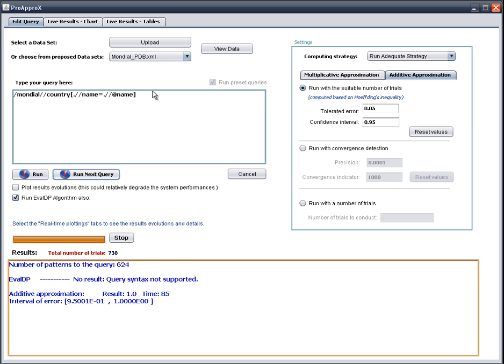Finally, we test the query with a join predicate that looks for countries having a descendant element name equal to a descendant attribute node name. This kind of query is not supported by the FLTP algorithm, but ProApproX deals with it. And additive approximation seems to be here the best strategy to follow, since the number of matches is very high.